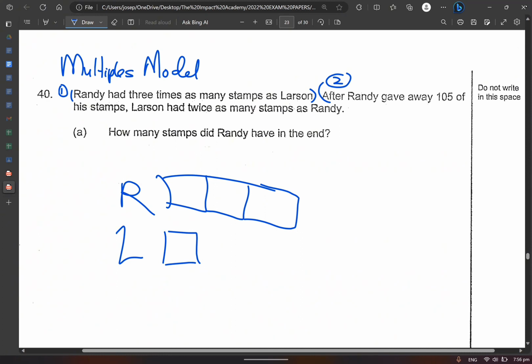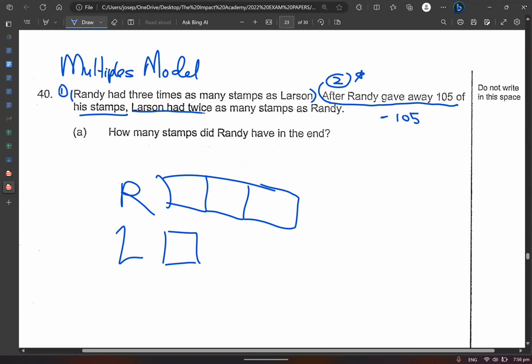So once I'm done with this, it says, after Randy gave away 105 of his stamps, oh my mama. Do I know how much is 105? I do not know, right or not? Agree? And because I do not know what is 105, it's okay. I'm not going to show anything first. I'm just going to put minus 105 over here. Is that okay? All right.